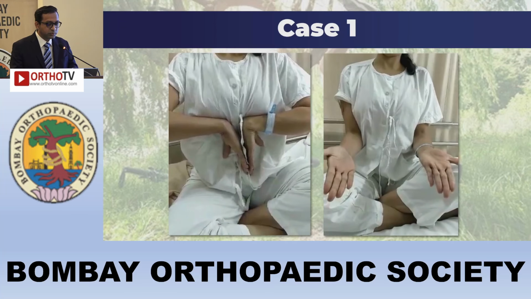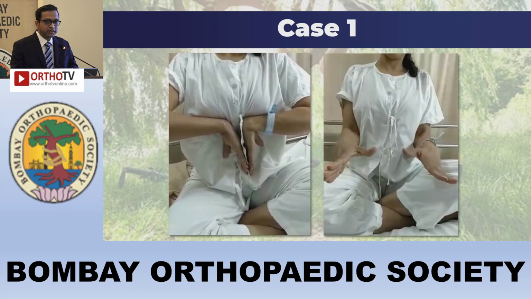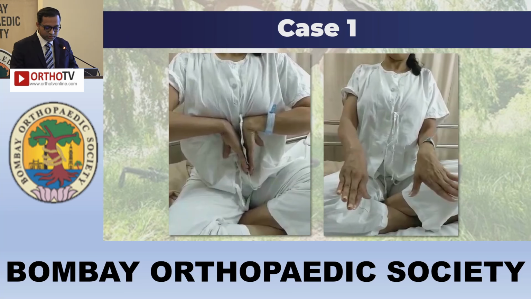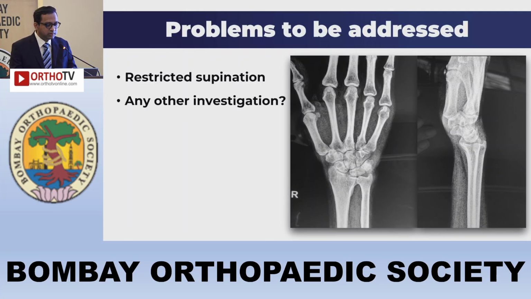The opposite side has full supination. The injured side, at 10 weeks duration, supination is restricted. And as I said, she is an enthusiast cyclist, not a weekend warrior. So she wants that function. So how to proceed from here? 10 weeks of duration, restricted supination. Any other investigation to proceed further?